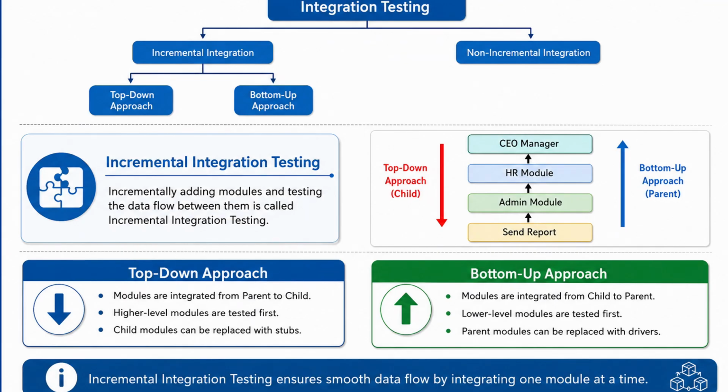The second one is the bottom-up approach. Here also we incrementally add modules and test the data flow between them, but we make sure that the added module will be the parent of the previous one. So here we are going from down to up. Whatever module we add is the parent of the previous one. This is called the bottom-up approach.